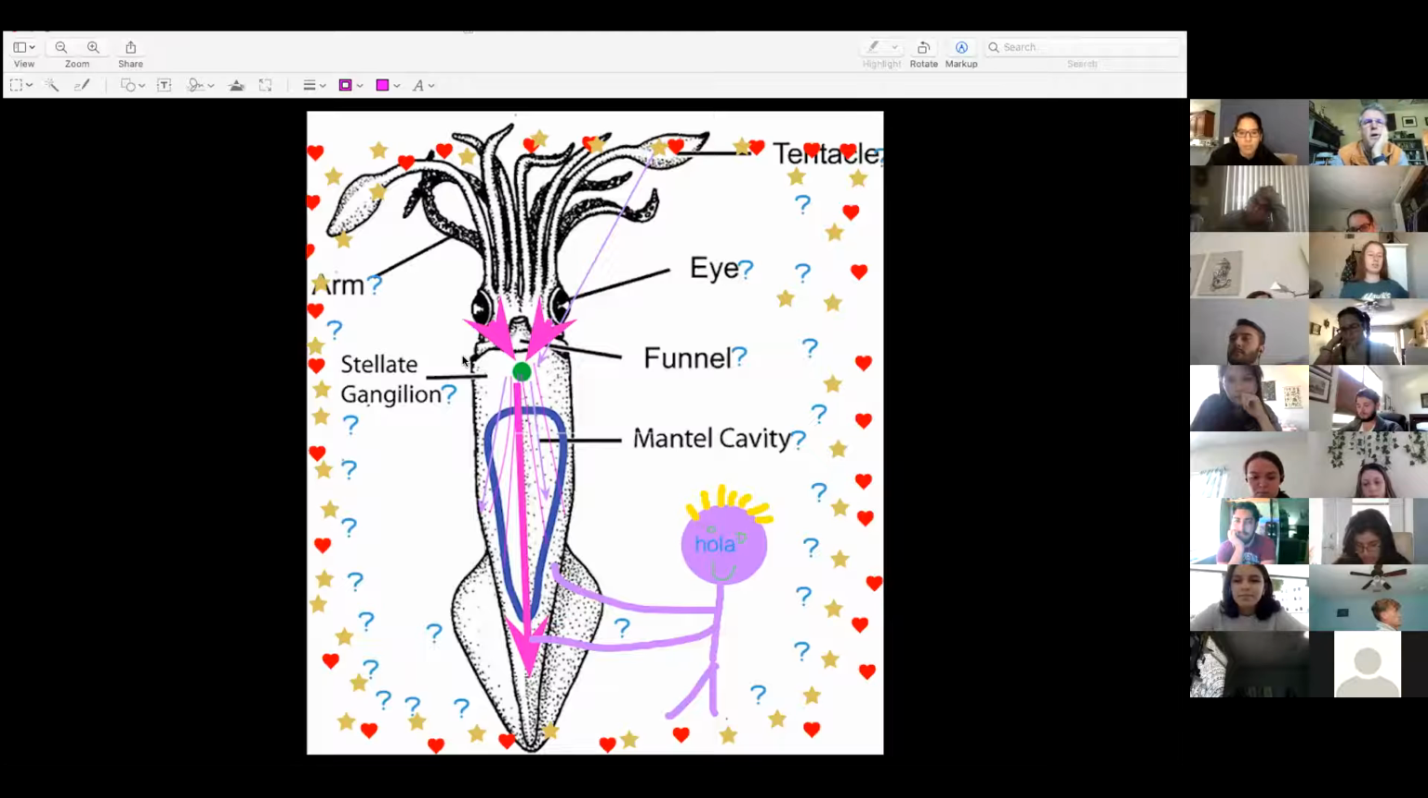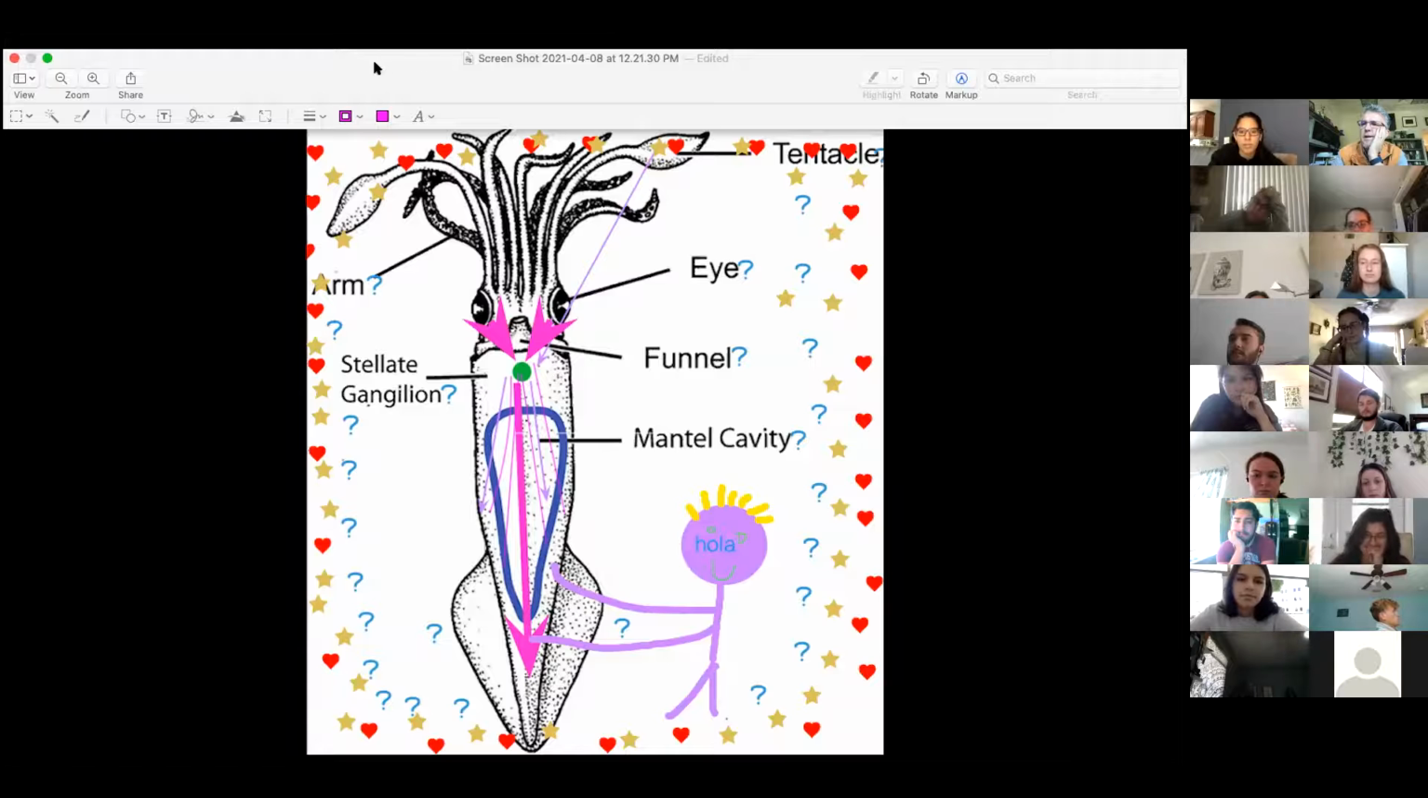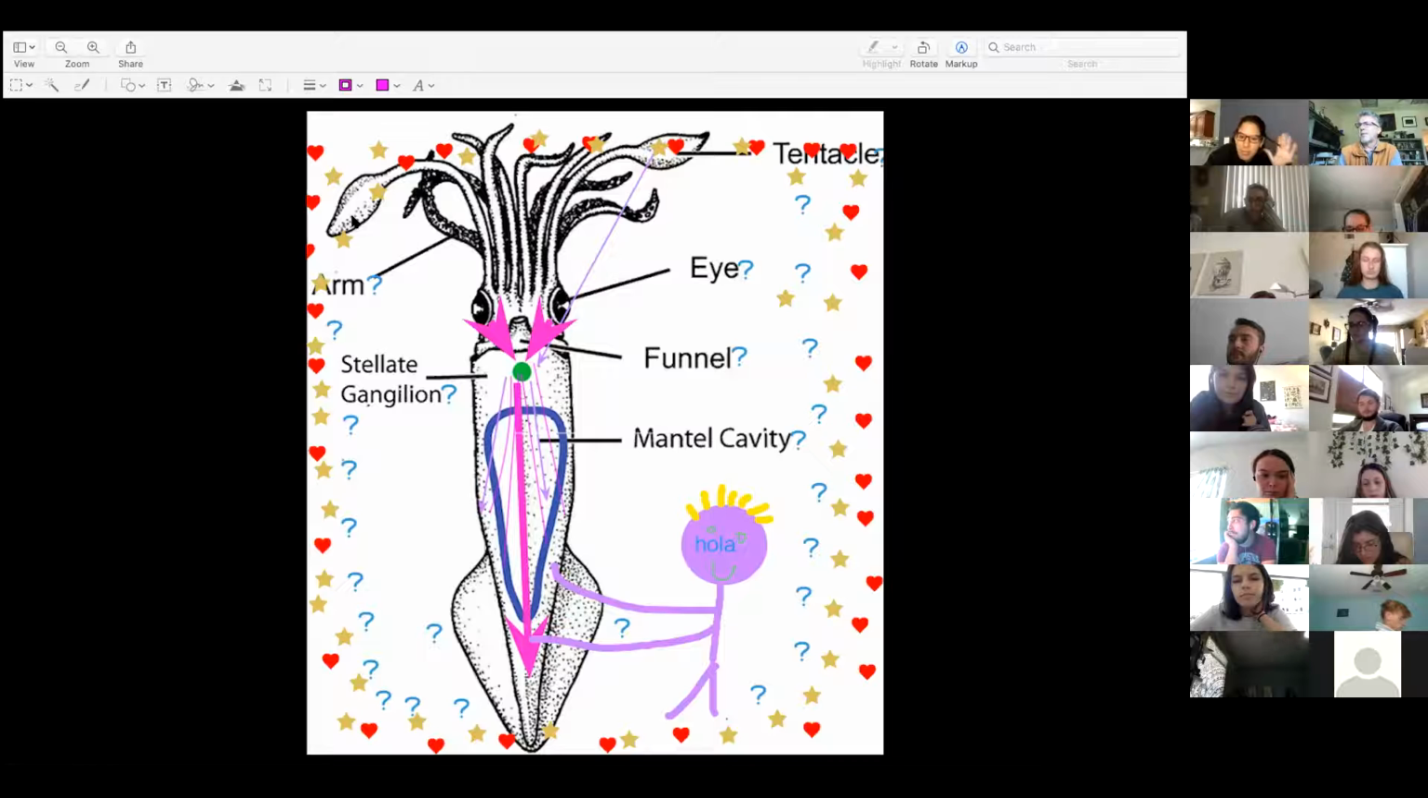Shiloh and Dakota, why not just skip the stellate ganglion? If that's all that's happening, the information just going from the eye to the stellate ganglion and then immediately going out to the mantle cavity, why not skip that step? Because you would be faster. Just have a connection of the giant axon directly from the eye.